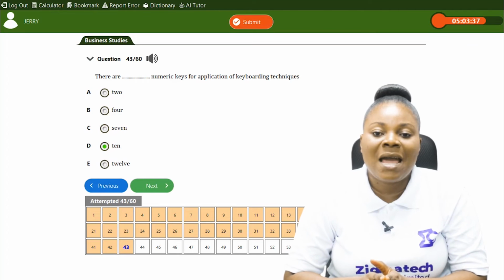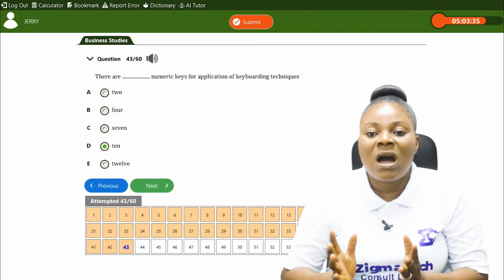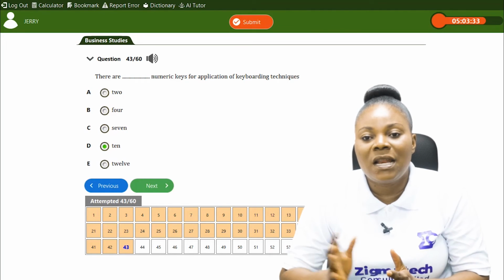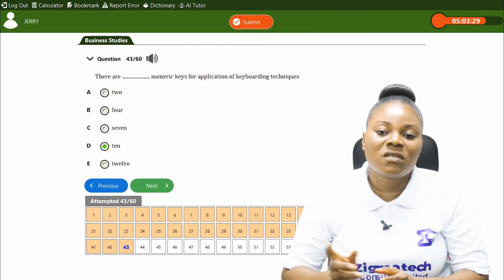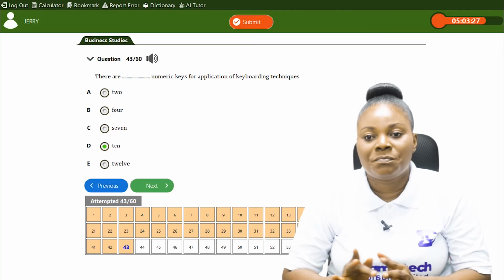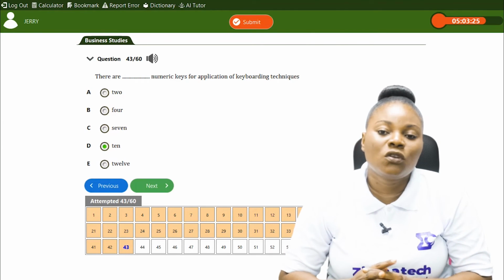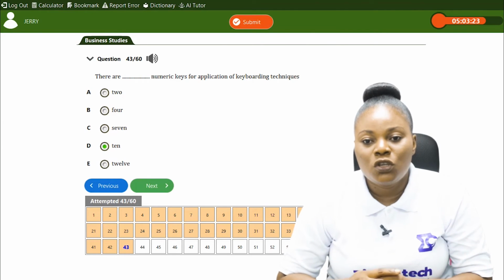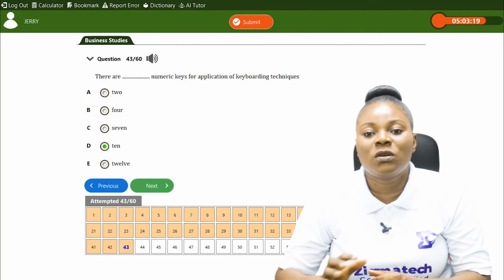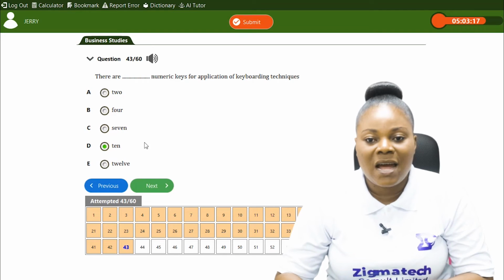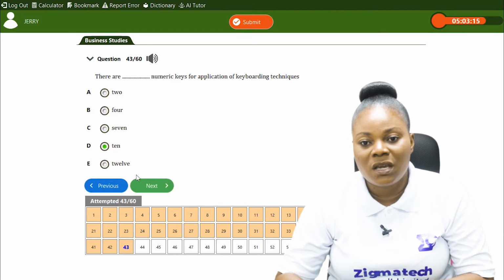So if you want to type maybe any dual figure like 10, 11, 12, 13, like that, all you need to do is to make use of any of the single numeric keys to produce your double figures. So for this, we have option D as the answer, 10 numeric keys.